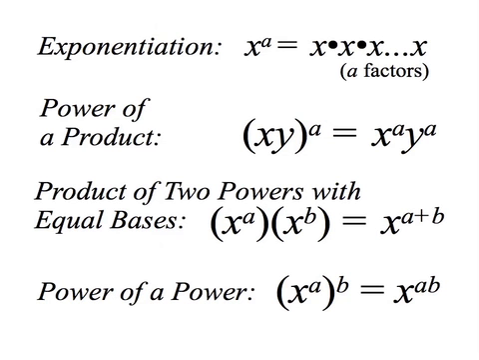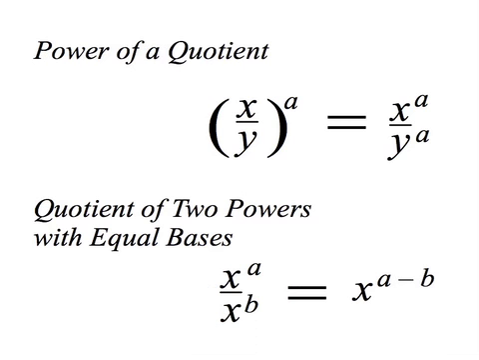Here's a summary of our rules for working with exponents and variables. First, exponentiation. Then, the power of a product. The third on this page, product of two powers with equal bases. And finally, the power of a power. But wait, there's more. How about the power of a quotient? Or the quotient of two powers with equal bases.